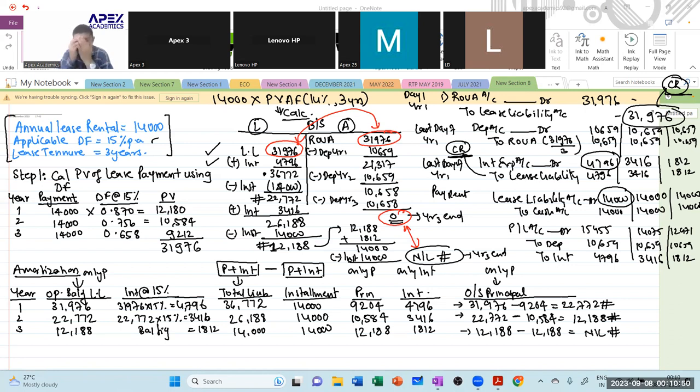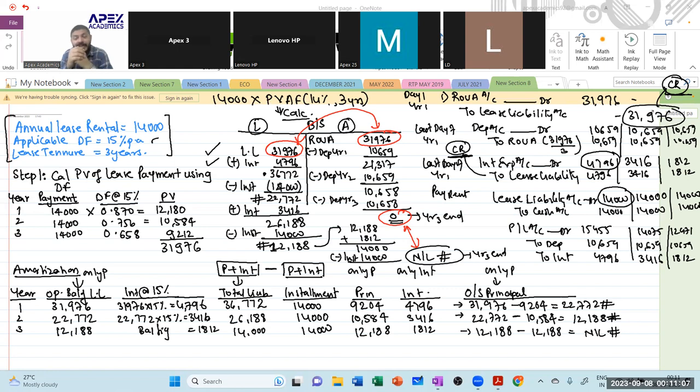What is the name of the asset? Read over there. Right of use asset. Correct? Yes, sir. So right of use asset account debit. Liability is being recognized. Will you debit it or will you credit it?